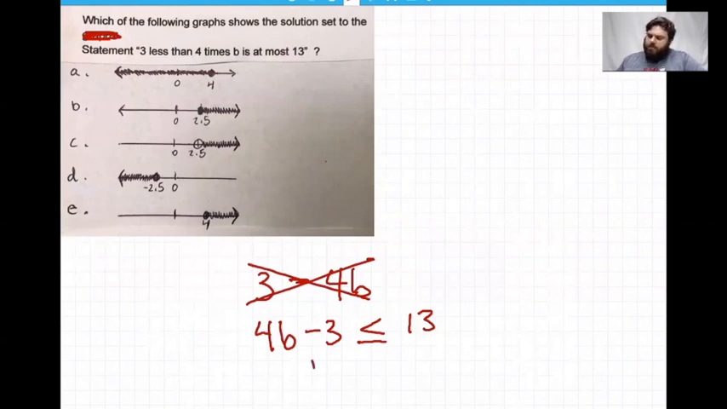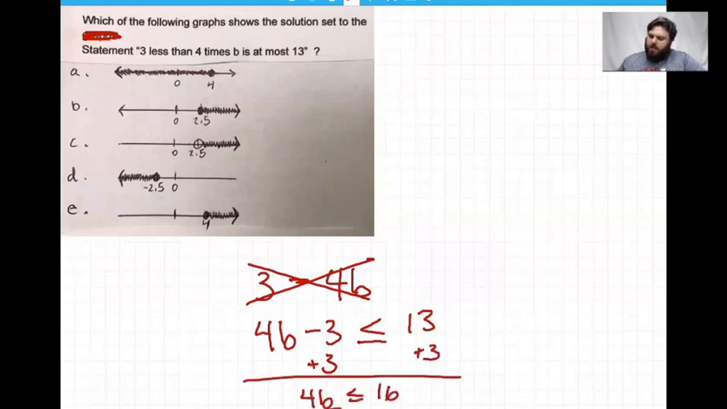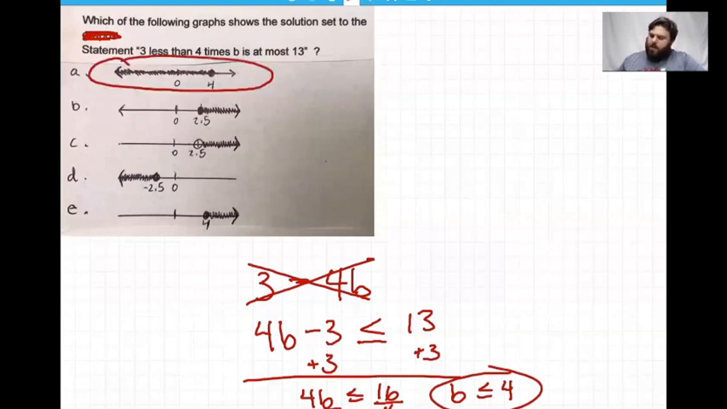Now, solving this is pretty straightforward. Add 3 to both sides. We get 4b is less than or equal to 16. When I divide by 4, I get b is less than or equal to 4. So all I got to do is graph that thing. Looks like choice A is going to be our answer, everything less than or equal to 4. All right, hard part of this problem is just setting it up and then using the greater than or less than.